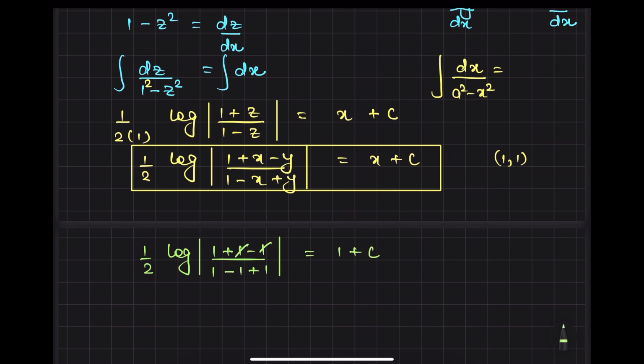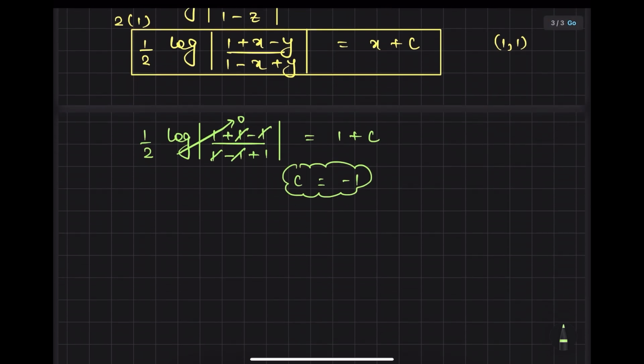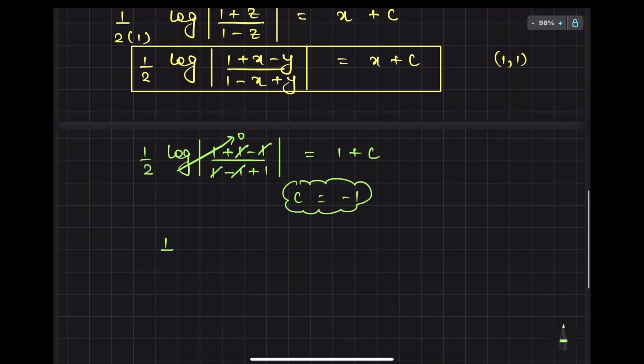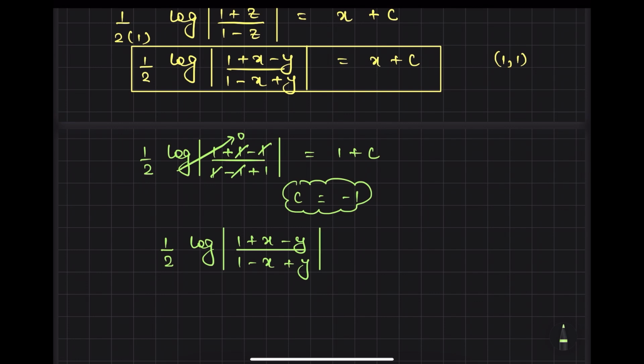So look at this. This thing on, this thing on. We are left with log 1. Log 1 is 0. So value of c is minus 1. Correct? So can I write that the required function is 1 by 2 log of (1 plus x minus y) upon (1 minus x plus y) is equal to x minus 1.